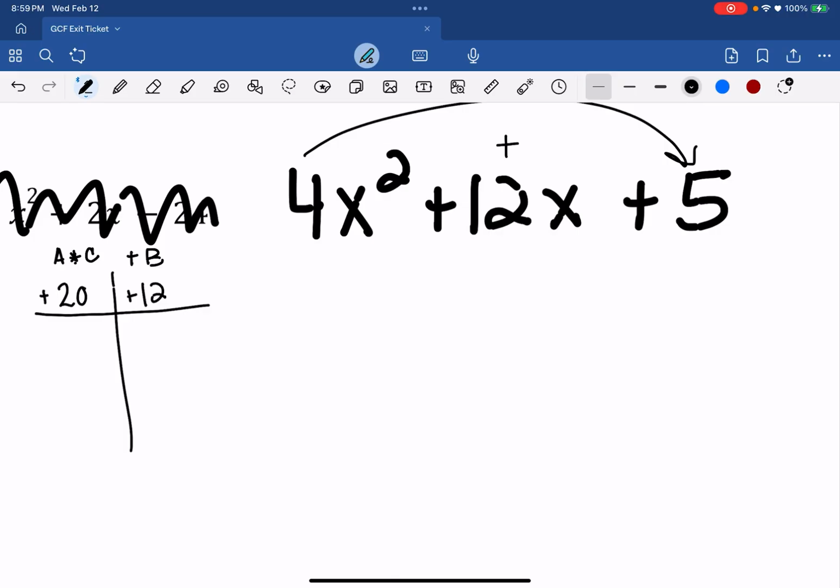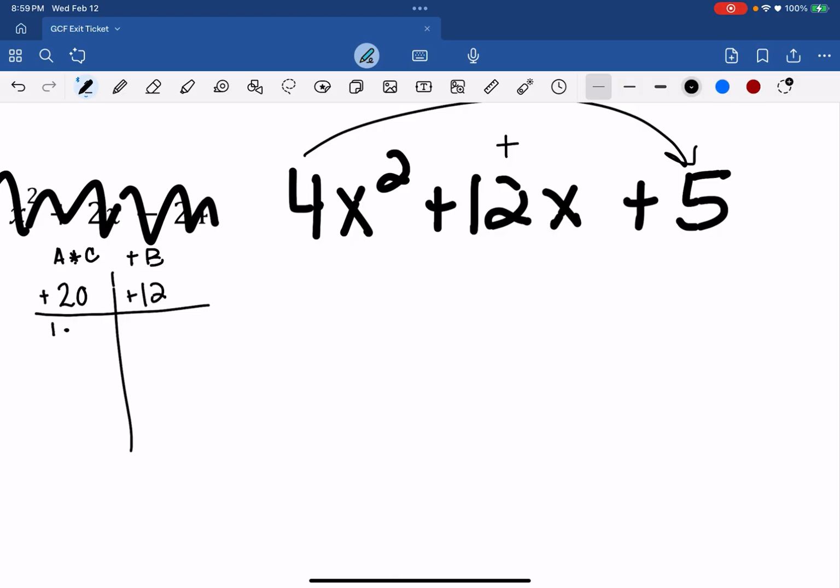That is not always going to happen. If it's a negative number, you're going to have to figure out what numbers are going to be. This is your hardest part. Remember, this is the hardest step that you have to do. So I'm going to think of numbers that multiply to 20.